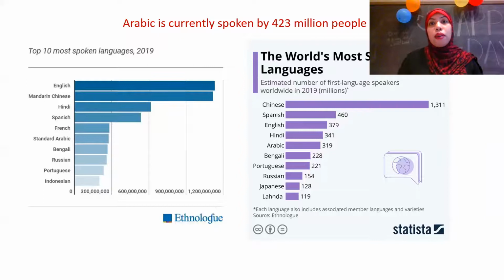As I told you, Arabic is spoken by 22 countries, and currently by 423 million people. As you can see, it is ranked among the top 10 most spoken languages in 2019. And there it is right here, standard Arabic.